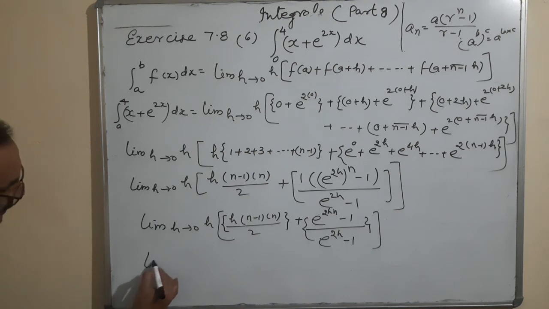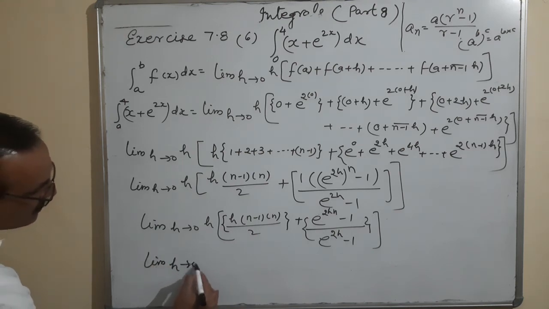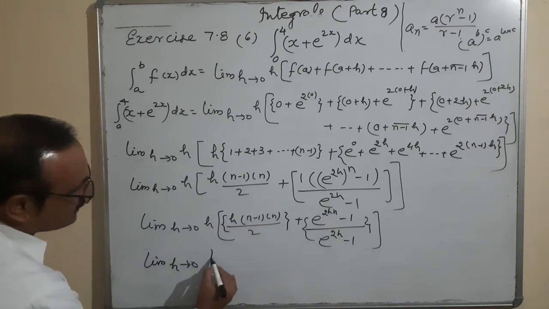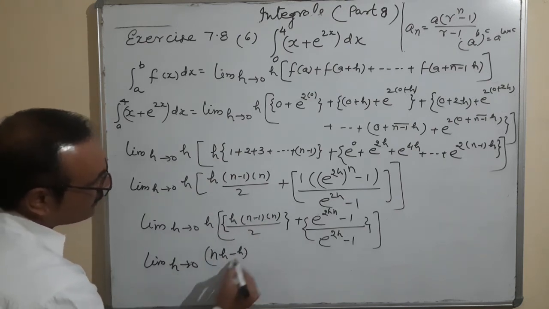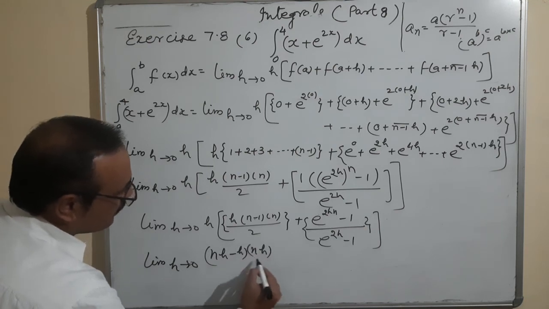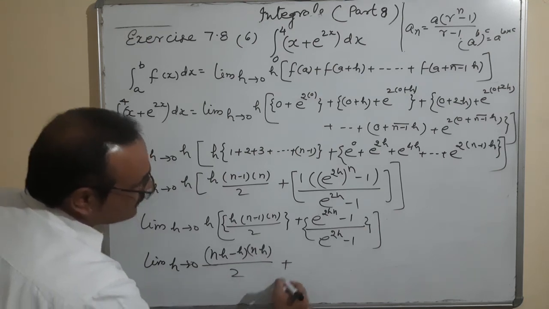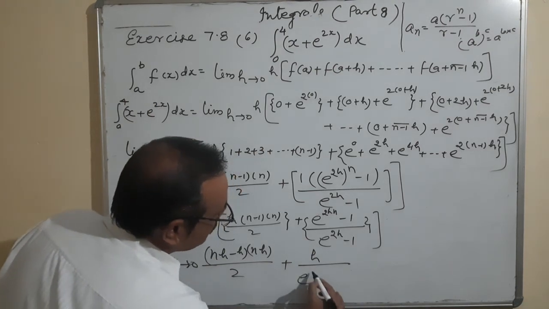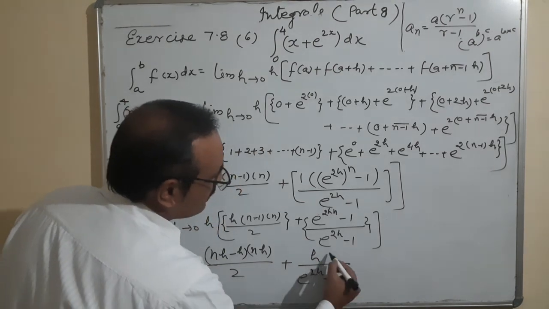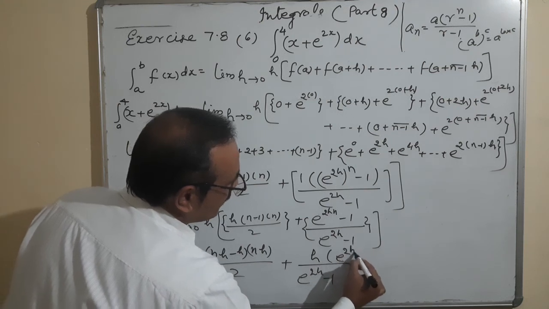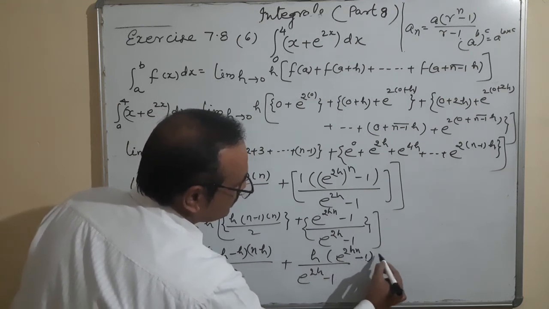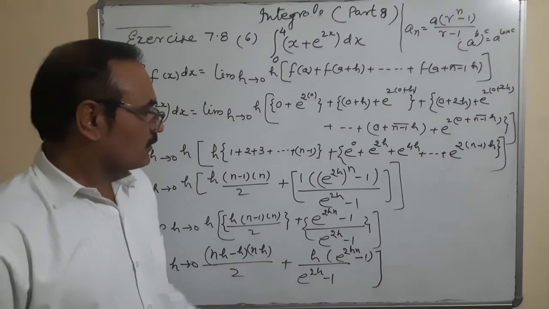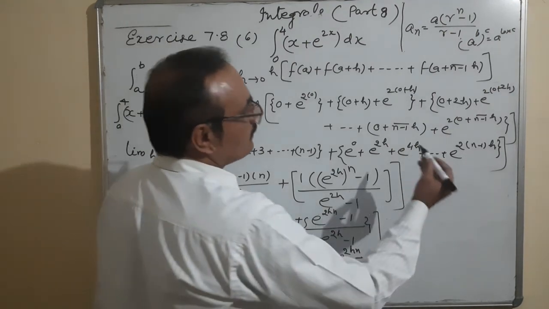Limit h will be shifted now. There are two factors, h is multiplied. 2h we have. One h with nh minus h into second nh upon 2 plus h, upon e to the power 2h minus 1, and e to the power 2nh minus 1. Okay, here one more formula.